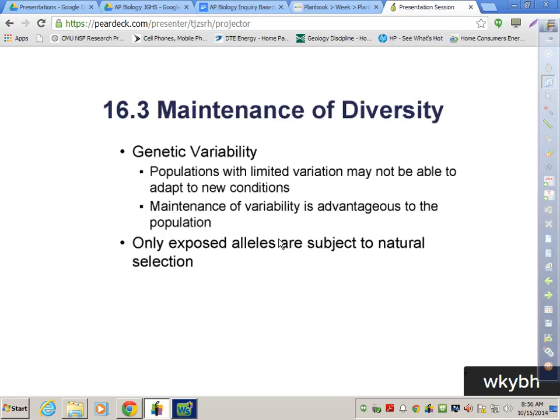But this next section is about maintaining diversity, that biodiversity in your population. So genetic variability is very important. It's in fact that second step of natural selection. First you overpopulate. Within that there's a lot of variation. And populations that have limited variation may not be able to adapt to new conditions. And that diversity is the very source of our choices, right? I mean, without diversity, we have no choice. And so the maintenance of variability is advantageous to a population because without it, you have no choice.